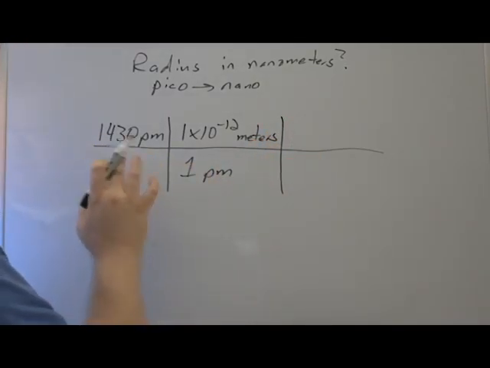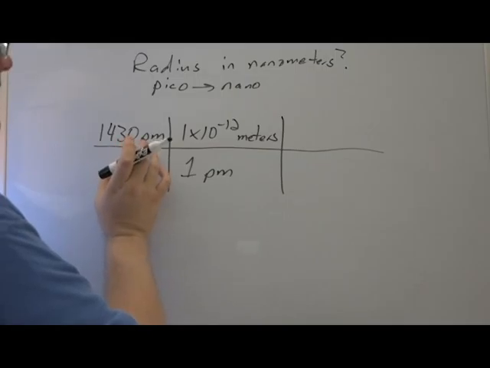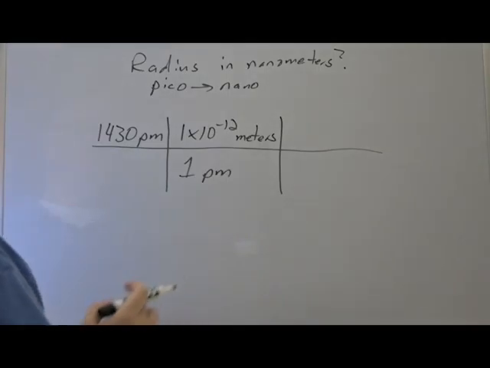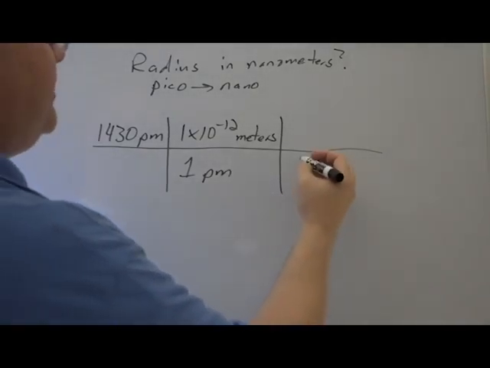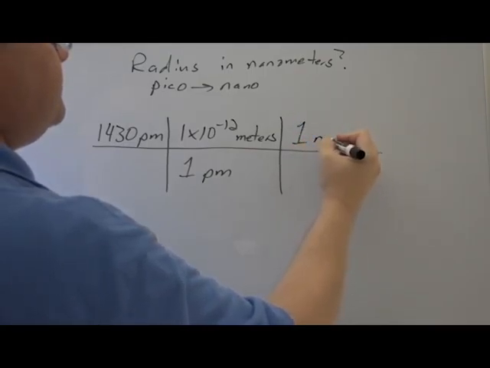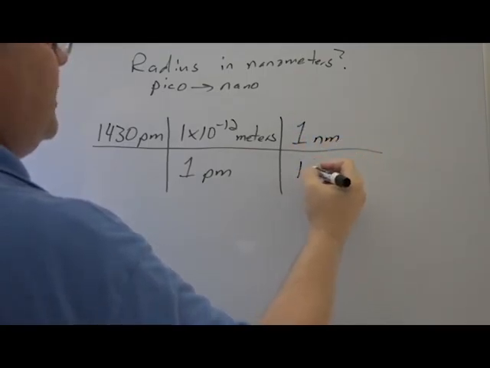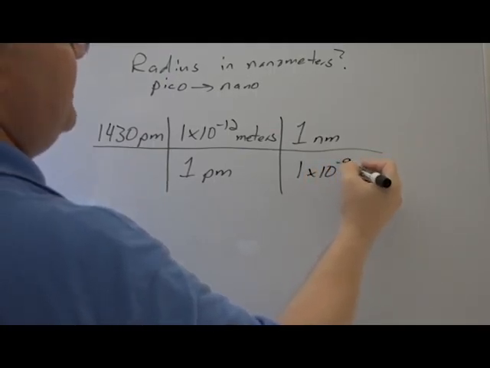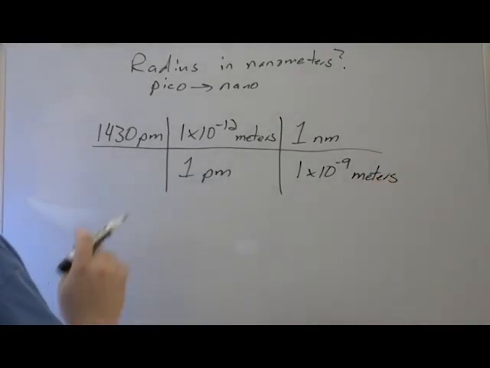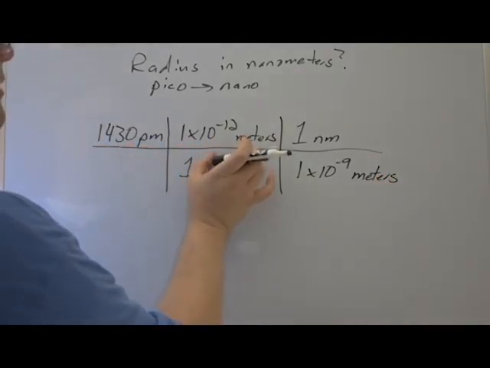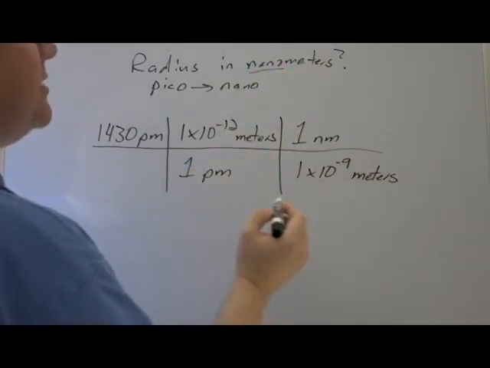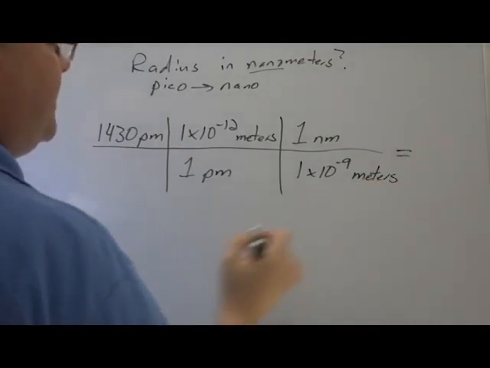So now you're looking at what I've got so far. I've got it going from picometers to meters, but I'm not quite to the end yet. I need to find my nanometers. So I do know that 1 nanometer equals 1 times 10 to the minus 9 meters. So we're going from picometers to meters, and meters to nanometers. We're looking for the nanometers, so we're pretty much ready to figure this thing out.